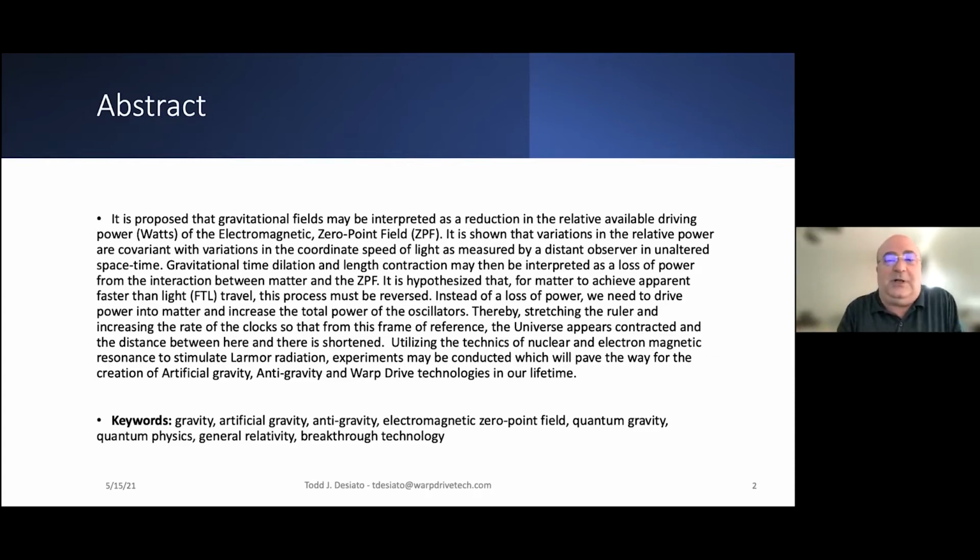Utilizing the techniques of nuclear and electron magnetic resonance to stimulate Larmor radiation, experiments can be conducted which will pave the way for understanding and creation of artificial gravity, anti-gravity, and warp drive technologies, hopefully in our lifetime.